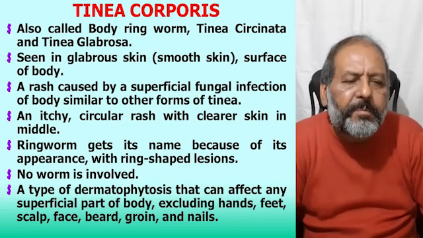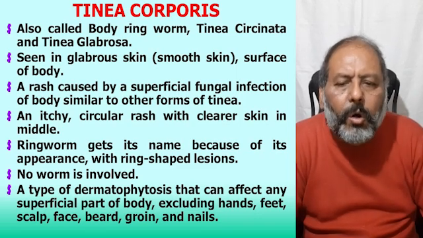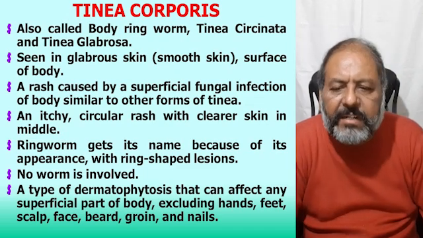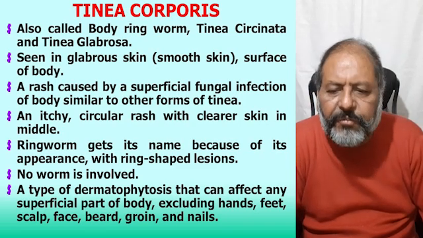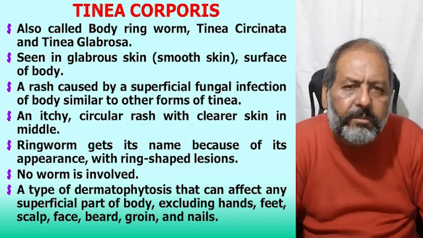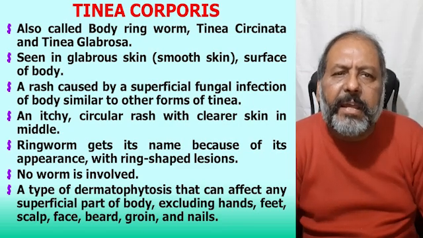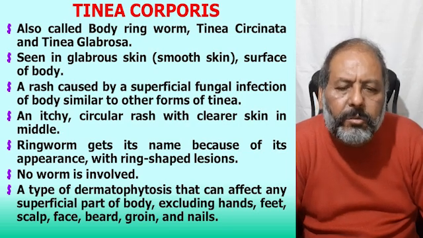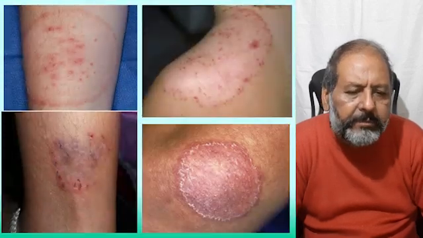Ringworm got its name because of its appearance with a ring-shaped lesion, and no worm is involved. It is a type of dermatosis that can affect any superficial part of the body, excluding the hands, the feet, the scalp, face, beard, groin, and nails, because when these parts are affected, they have different names, not tinea corporis. So tinea corporis excludes all these sites which are infected by the dermatophyte.